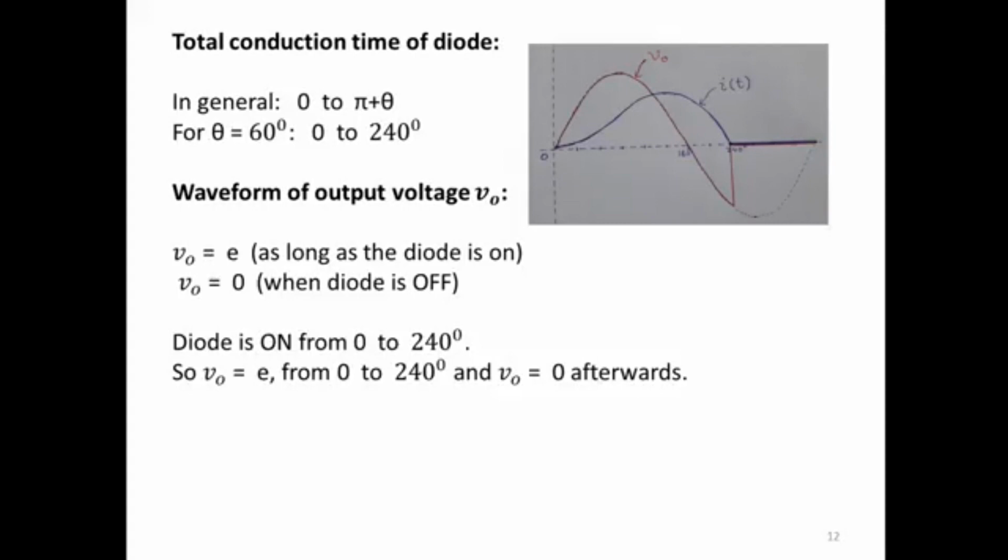So from 0 to 240 degrees, since the diode is on, the output voltage waveform will be the same as the waveform of the input voltage. I repeat, from 0 to 240 degrees, the waveform of output voltage will be the same as that of the input voltage, and after 240 degrees, since the diode is turned off, the output voltage will be equal to 0. This is what is shown with the red pen, the waveform of output voltage.